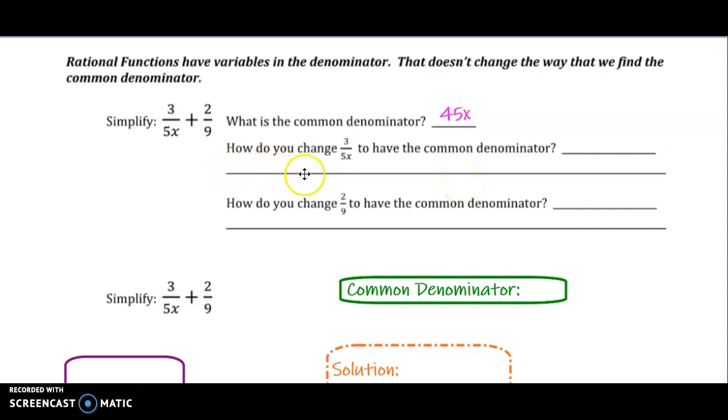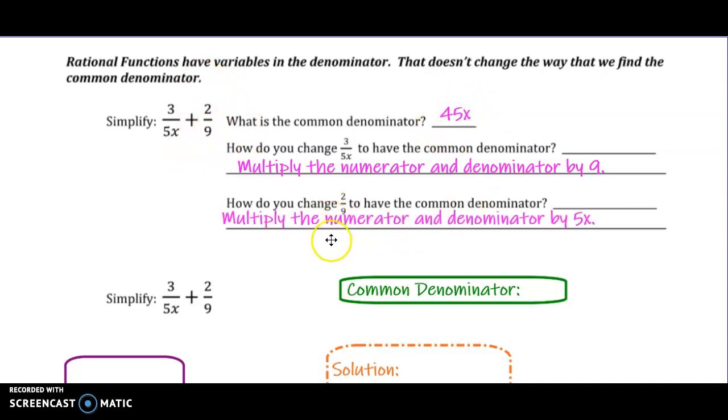The next question is, how do you change the first fraction, 3 over 5x, to have that common denominator of 45x? What you would do is multiply both the numerator and the denominator by 9, because 9 times 5x gives you that 45x. How do you change the second fraction, 2 over 9, to have the common denominator of 45x? You would multiply the numerator and denominator, this time by 5x. So, as we said before, the common denominator was 45x.